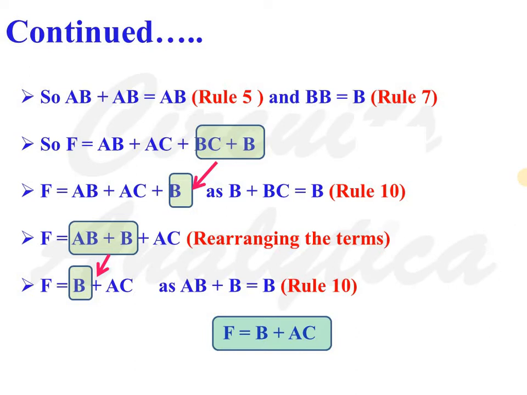Rearranging the terms, we can write F is equal to AB plus B plus AC. Now, according to rule number 10, we can write AB plus B is equal to B. Therefore, we will get F is equal to B plus AC.